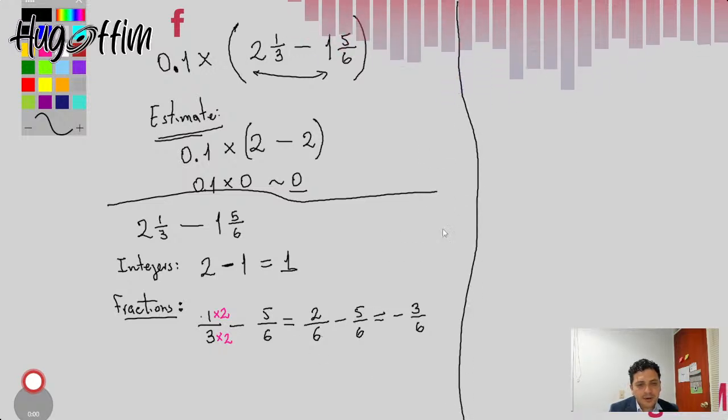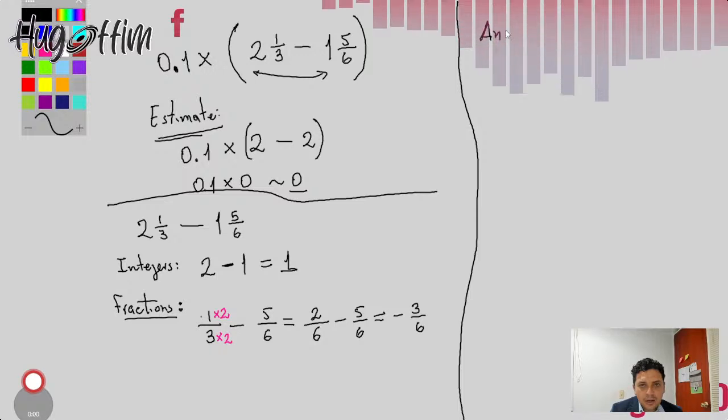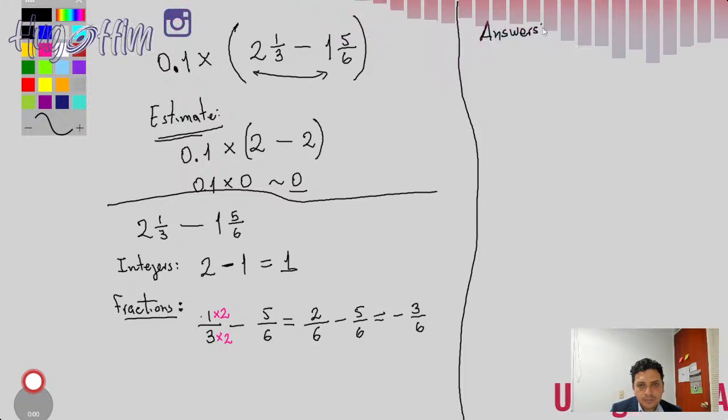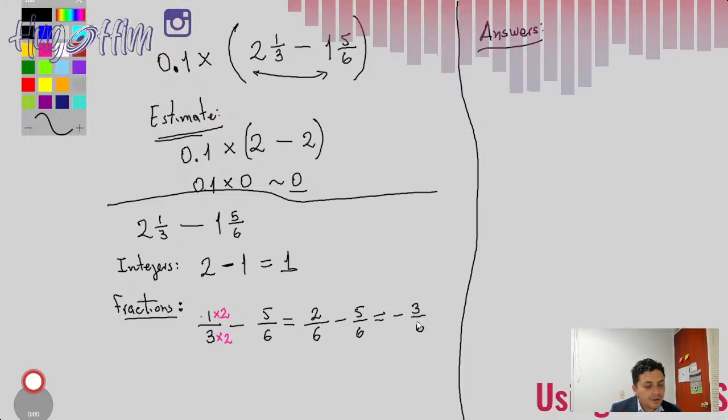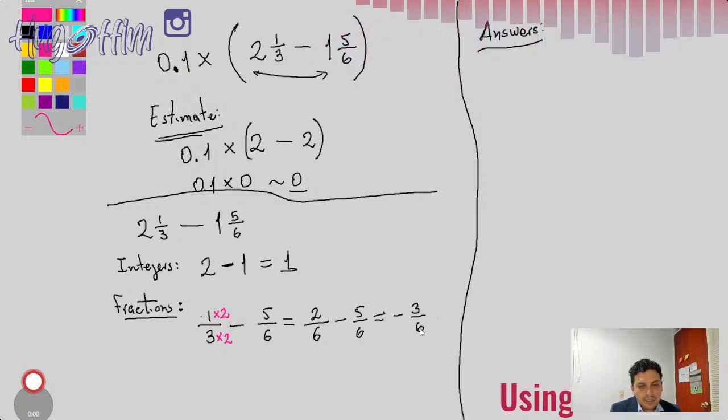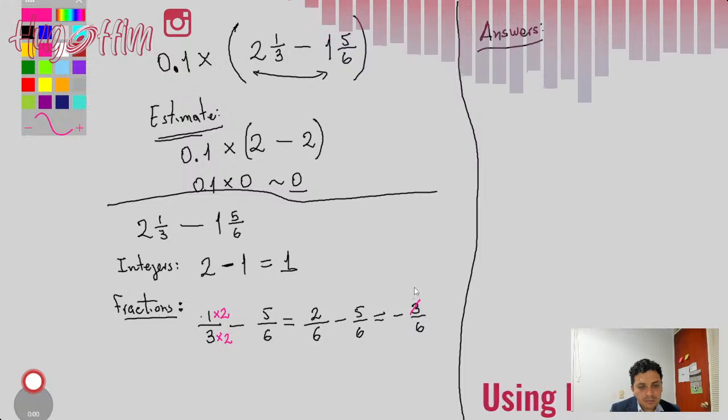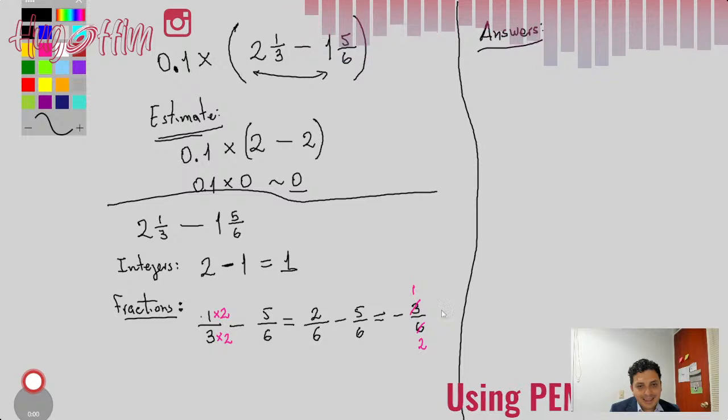And observe that here I got what I told you. But 3/6, if I simplify, divide by common factors, 3 is a common factor, 6 divided by 3 is 2, so the answer is -1/2.